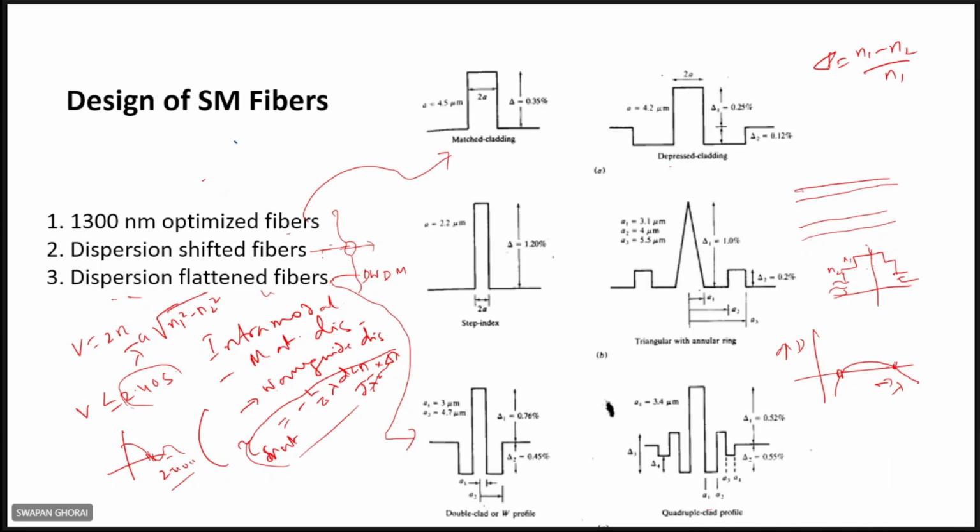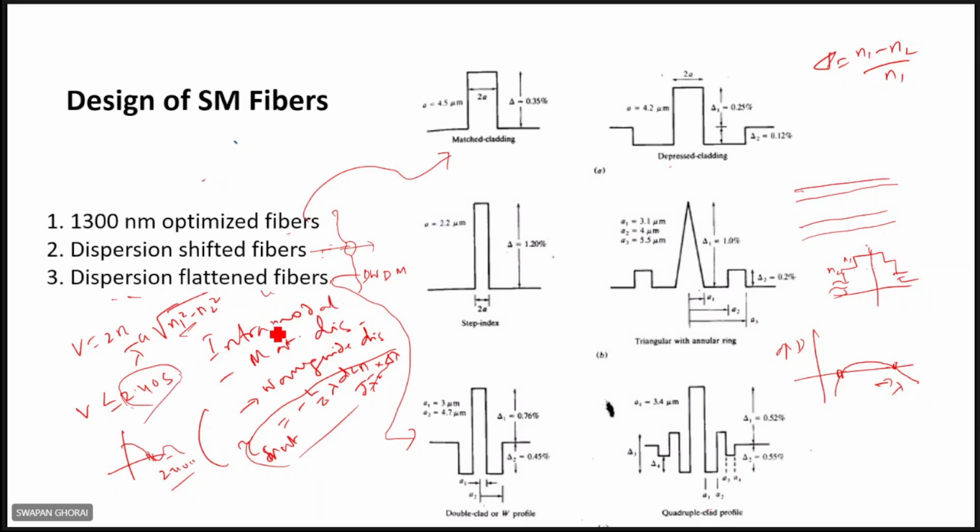So how do we design single mode fibers? With the V number, we know V is 2 pi a divided by lambda times the numerical aperture, and this V should be less than 2.405. Actually it should be slightly less than 2.405, but the maximum limit is 2.405. So that is the condition for single mode fiber.